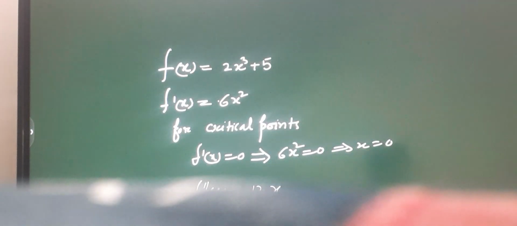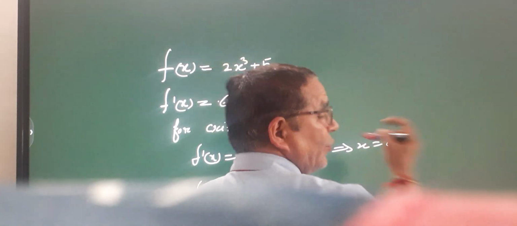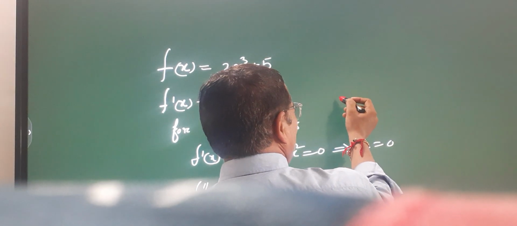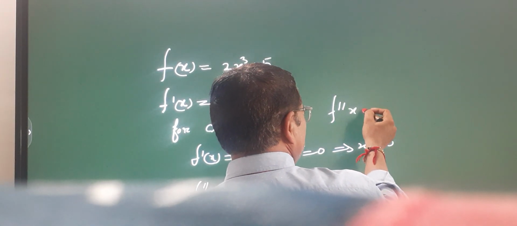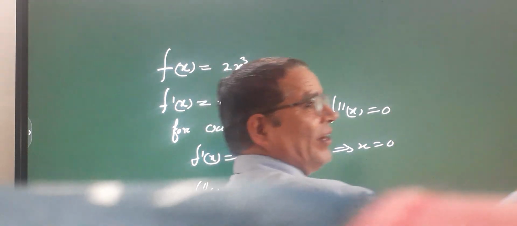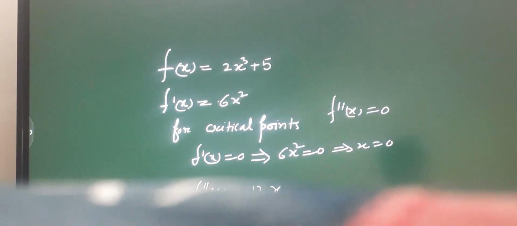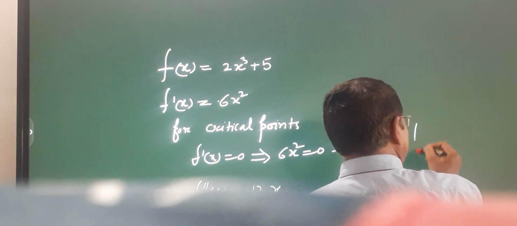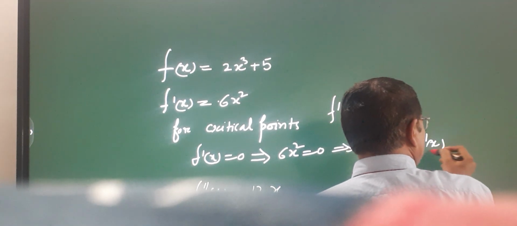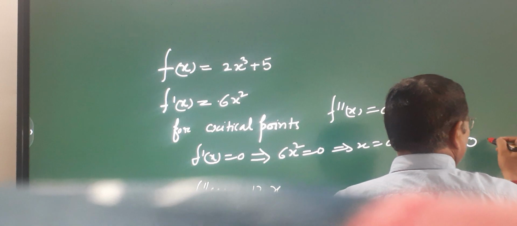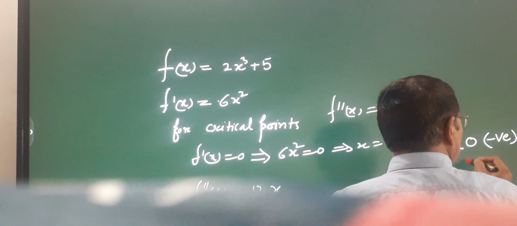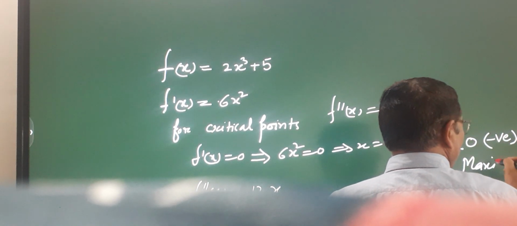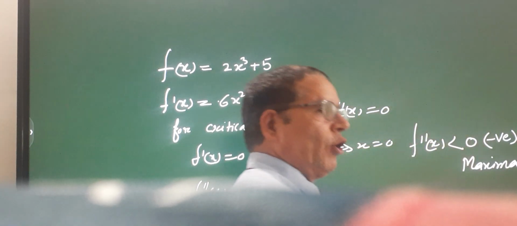So I told that when it is 0, we are not able to decide whether the value is maximum or minimum. So you go for the third derivative. The condition is that if the second derivative is 0, then you have to move to the third derivative. For finding maxima and minima, if f''(x) is less than 0, that is negative, then the value will be maxima, already I told.